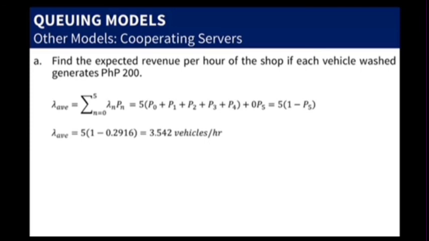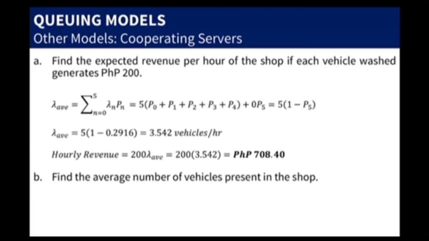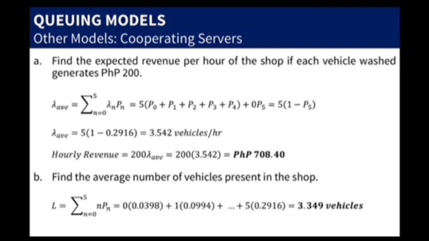Lambda average is 3.542 vehicles per hour. This represents the number of cars that enter the queuing system and are eventually served. Thus, hourly revenue is 200 times lambda average, which gives us a total of 708 pesos per hour. For the second question, we are asked to find the average number of vehicles present in the shop. This is given by the performance measure L, which is computed to be 3.349 using its definition formula.